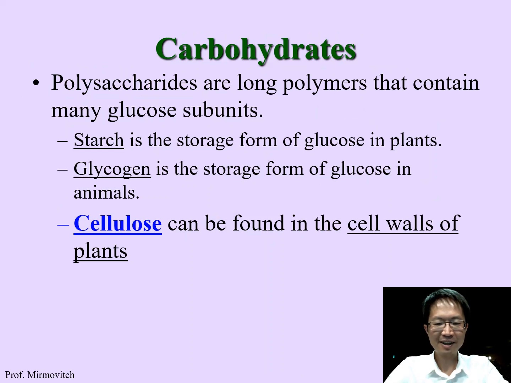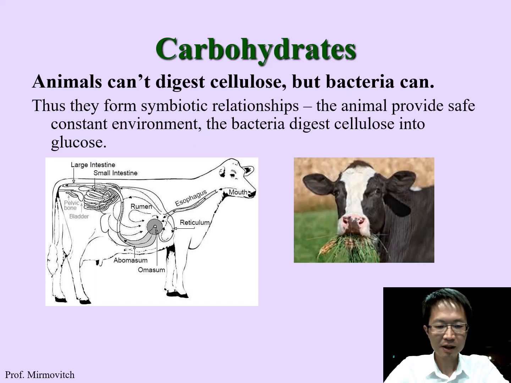Okay, polysaccharide. So after we finish talking about starch and glycogen, then we talk about cellulose. Cellulose is what makes up the cell walls of plants. Remember, cellulose is not the storage form of plant. Starch is the storage form of plant, but cellulose is a structure. It's a structural polysaccharide for plants. It makes the cell wall.